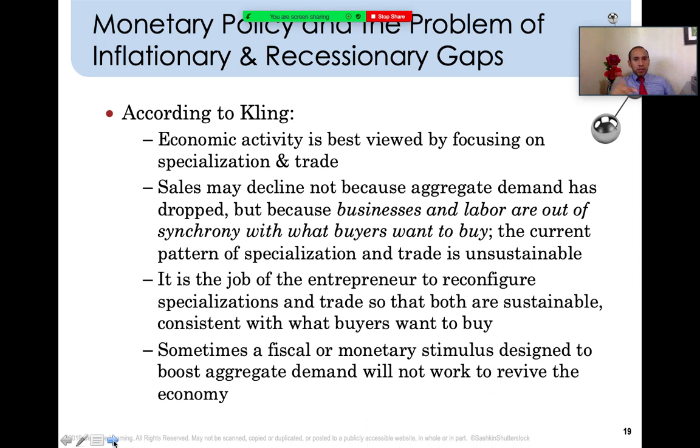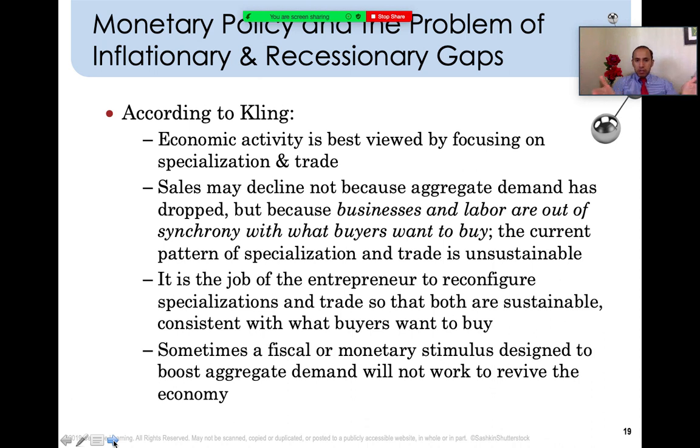So the current pattern of specialization and trade could be unsustainable. The market adjusts on its own, creating demand for some products while consumers stop demanding others. With products that stop being demanded, nobody buys them anymore because there's no consumer interest, and sales could decline. It is the job of the entrepreneur, according to Arnold Kling, to figure out what's happening, re-specialize, and begin engaging in economic trades that are sustainable for both buyers and sellers so that market needs are always met.